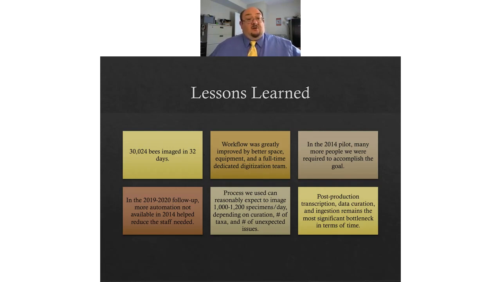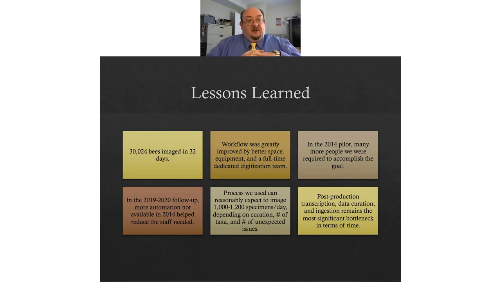In the follow-up, we actually were able to remove a lot of the human resources that were required in the 2014 study because of improved automation in the process. And anytime you do that kind of thing, you lower the cost and it means you can do more. So we felt really good about how well that worked.